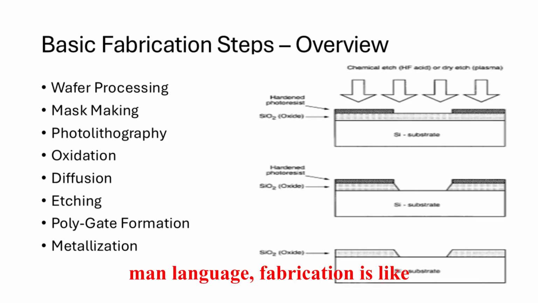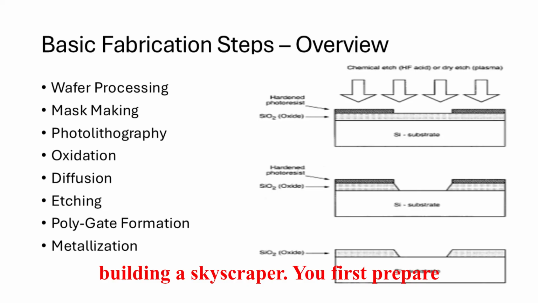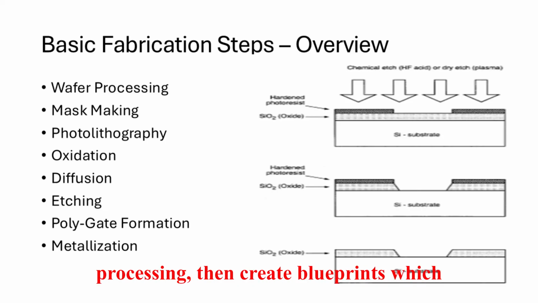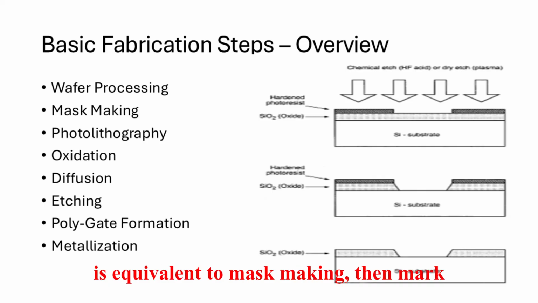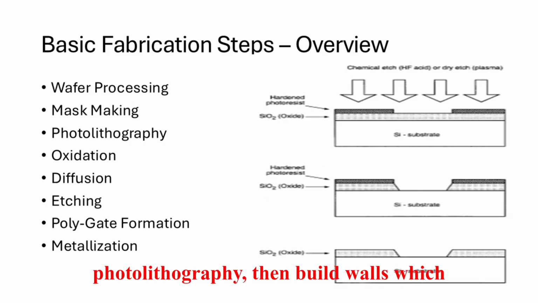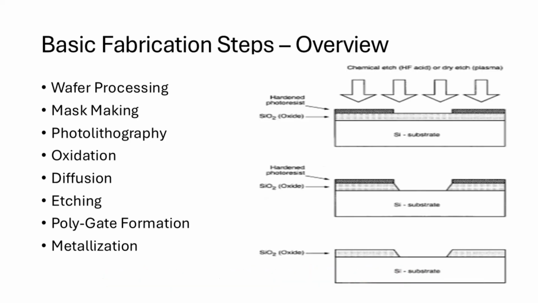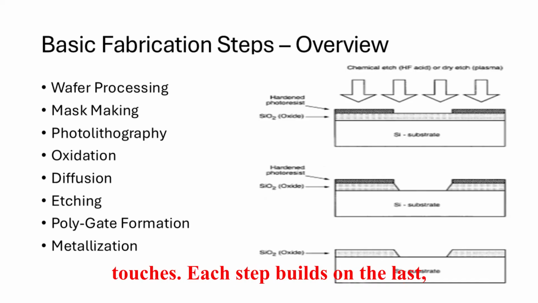In common man language, fabrication is like building a skyscraper. You first prepare the land, which is equivalent to wafer processing, then create blueprints, which is equivalent to mask making, then mark the layout, which is equivalent to photolithography, then build walls, which is equivalent to oxidation, then add plumbing and wiring, which can be seen equivalent to doping and metallization, and then finally do the finishing touches. Each step builds on the last, and missing one can collapse the whole structure.